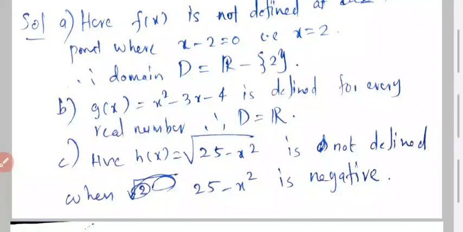Similarly, in the case of g of x equal to x square minus 3x minus 1, note that it is defined for every value of x, right? So the domain is what? R itself.